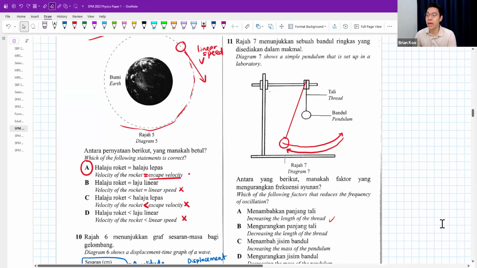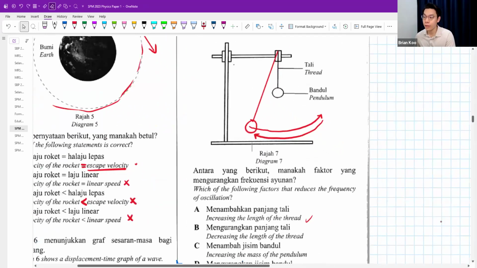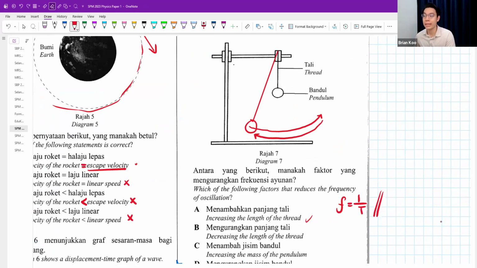Also, maybe you can take a look at this formula. Sometimes we write it like this, sometimes like that. It is the same, we just swap the place. But SPM normally doesn't give this formula, so you need to know this. Frequency and period are best friends. Whenever you want to reduce frequency, you want to find the one that gives a longer period, which takes a longer time to oscillate. Time taken for one complete oscillation is longer. A longer string can do that for sure.